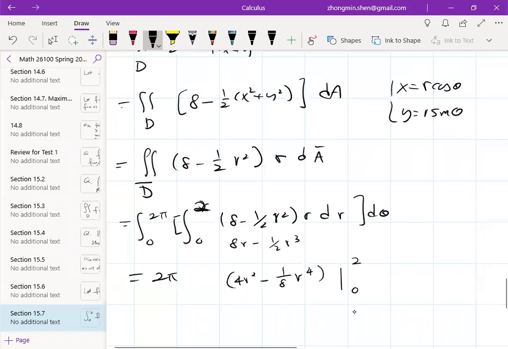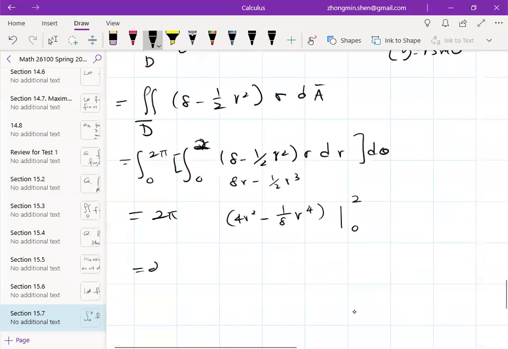Theta, whatever's inside is independent of theta, that's why you get 2 pi. And then you have to find the antiderivative of 8r minus half of r cubed. Okay, then you evaluate this integral. It's going to be 4 times 2 squared minus 8 times 4, 2 to the 4th power. Okay, and let's simplify.